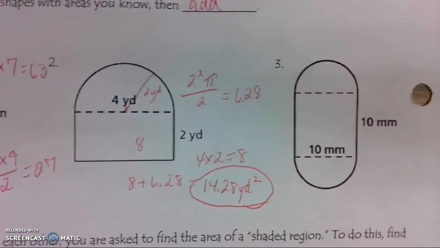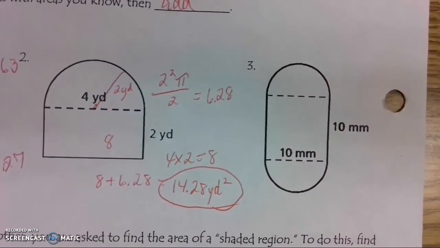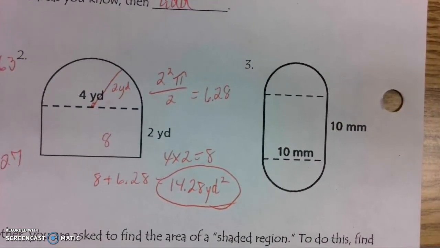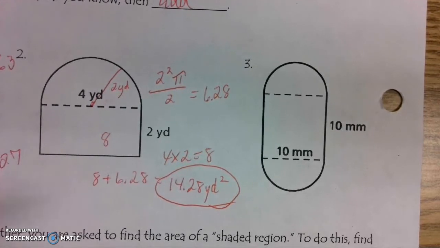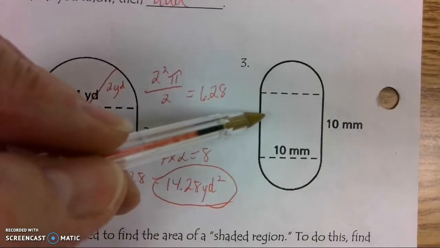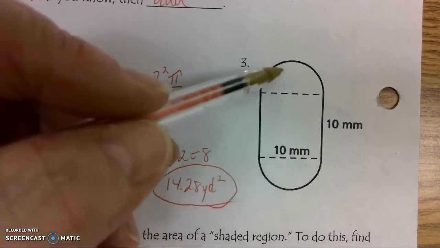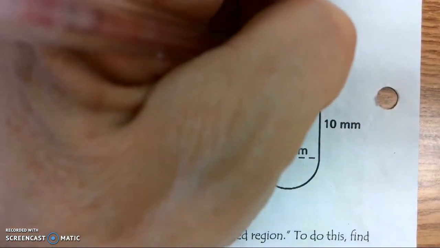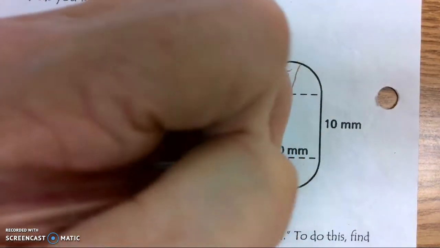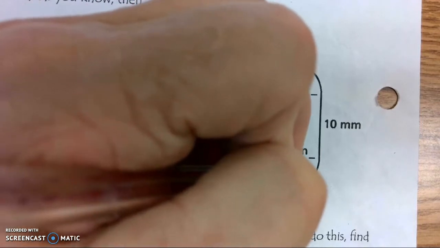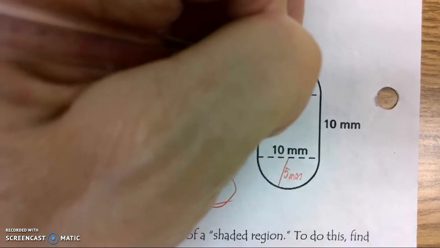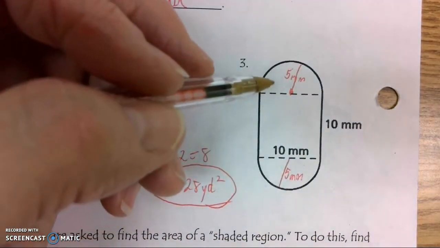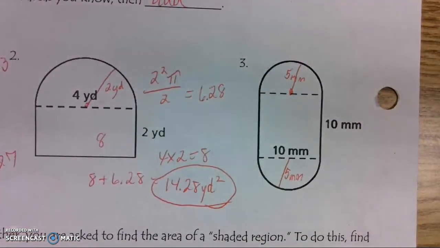So again, it's just kind of breaking the shape into smaller shapes and then adding. Now, as you look at number 3, I have a square, and then that square is surrounded by 2 semicircles. I have to know that my radius is 5, and since I know that the radius is 5 and these two semicircles are equal, I can put them together and make a whole circle and just use that formula.